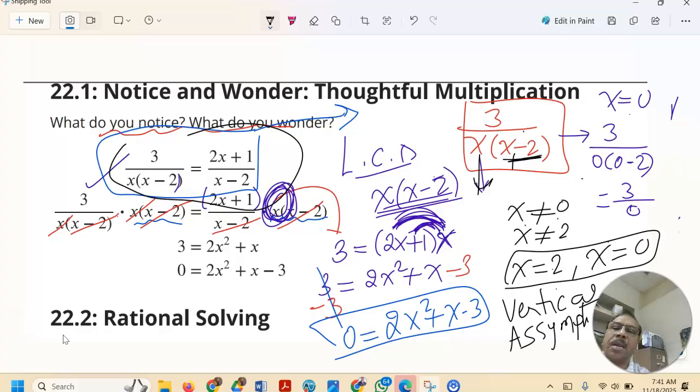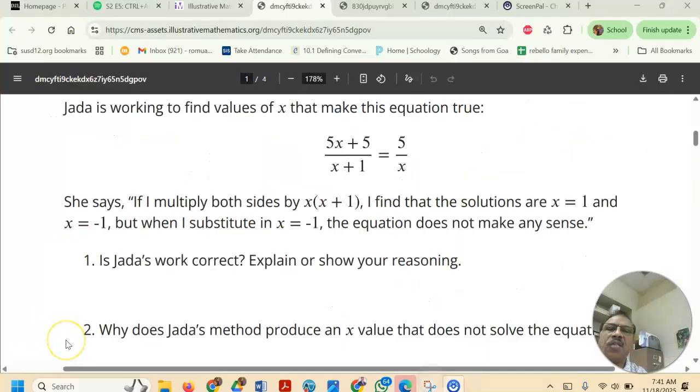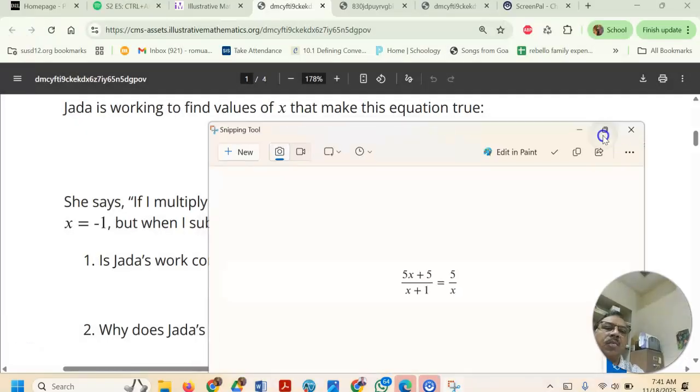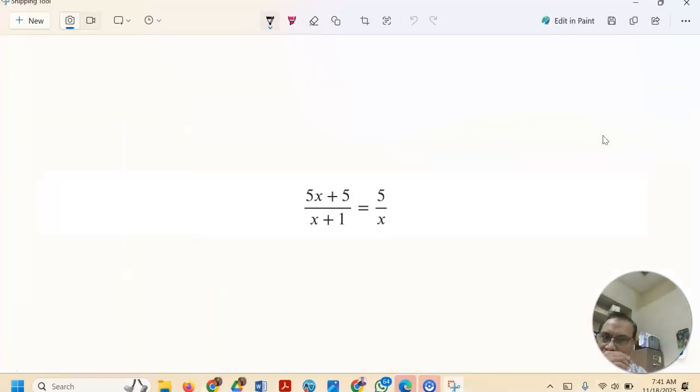Well, it looks creepy. Basically, you may ask, what are the values? If you want to factorize this, we will do this in the next activity, that is 22.3. Right now, we're not working on this. Let's see. A student by the name of Jada works on this problem. It means she solves this.